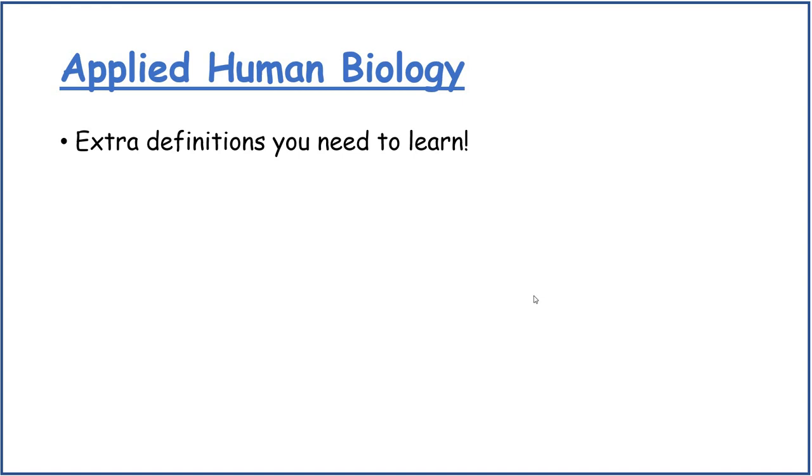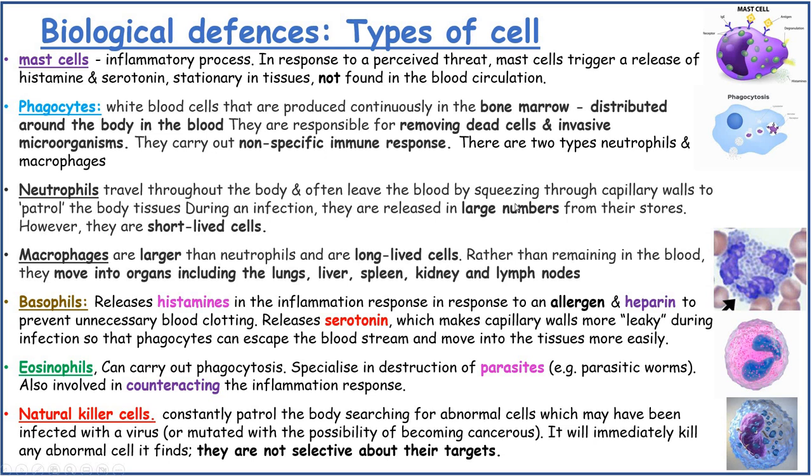Applied human biology, some extra definitions you've got to learn. So biological defences, the types of cell. So a mast cell is involved with the inflammatory response, and in response to a perceived threat, the mast cells trigger the release of histamine and also serotonin. Now, these mast cells are not found in blood circulation. They're found stationary in the tissues. So the key things: inflammatory response, produce histamine, stationary in the tissues.